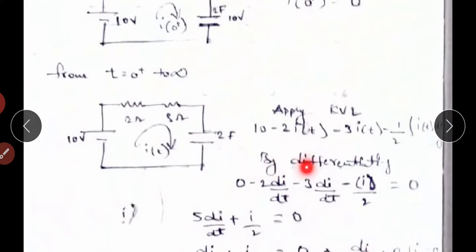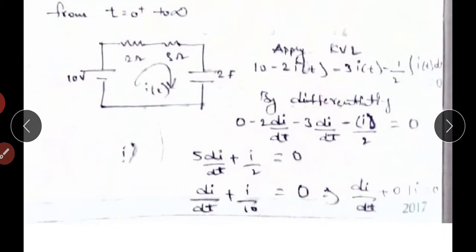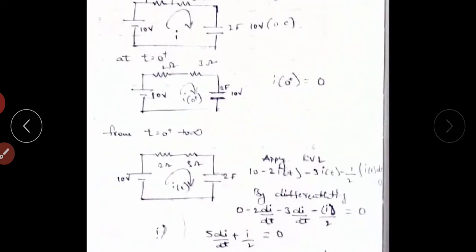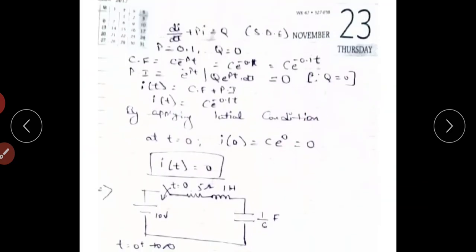Next, by differentiating with respect to t, we get 0 minus 2 into di/dt minus 3 into di/dt. Differentiation and integration cancel, so minus i by C equals 0. Or 5 into di/dt plus i by 2 equals 0. Or di/dt plus i by 10 equals 0, or di/dt plus 0.1 into i equals 0. So it is a first order differential equation. The standard differential equation is di/dt plus Pi equals Q.